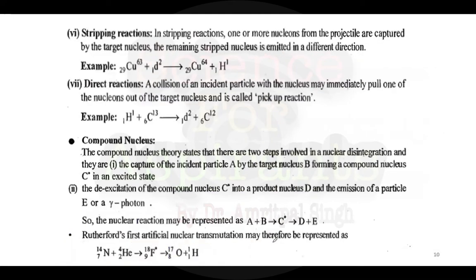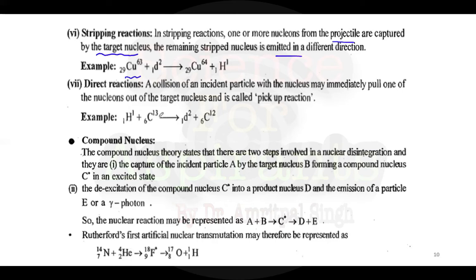Next is the stripping reaction. In a stripping reaction, one or more nucleons from the projectile are captured by the target nucleus, and the remaining stripped nucleus is emitted in a different direction. You can see that the target nucleus copper can capture more than one nucleon, like a proton and neutron together, and it can be converted into some other nuclei, or it can emit some other particle. These are the stripping type of reactions.